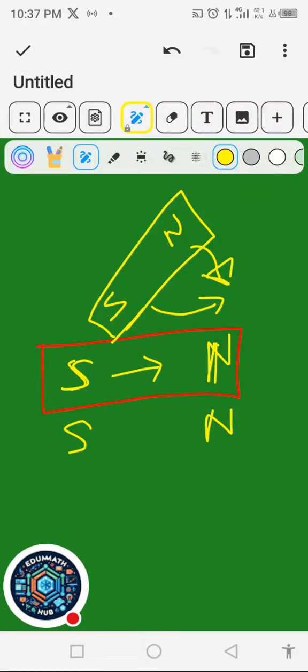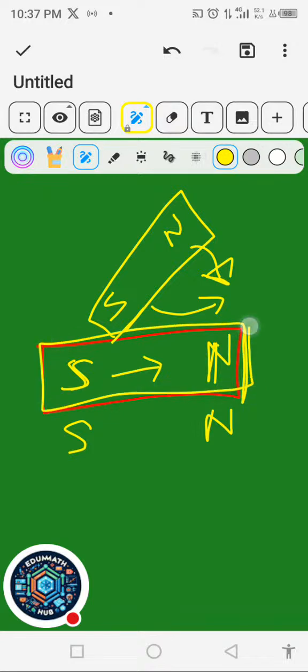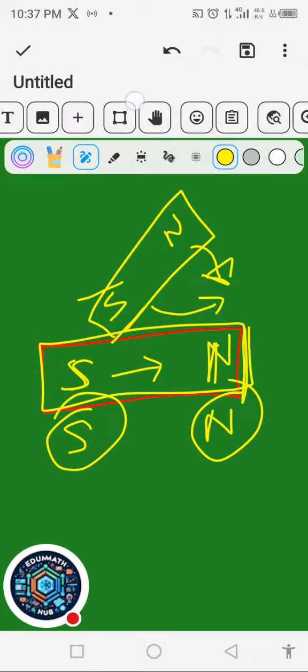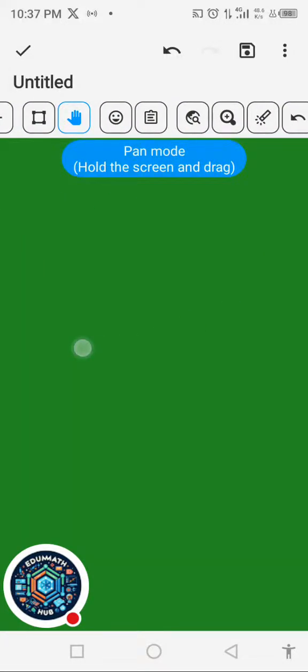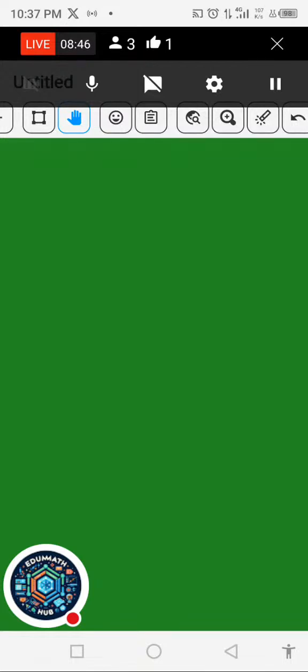After a long while, this material will become magnetic. It starts behaving like a magnet, so it will acquire these polarities here. Okay, let's look at the second method. The second method is the electrical method of turning a material into a magnet.